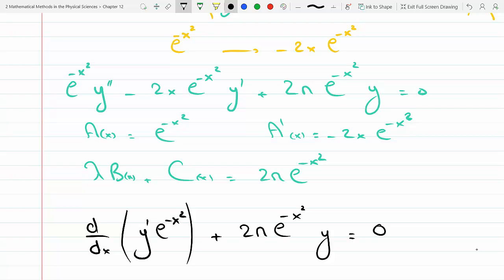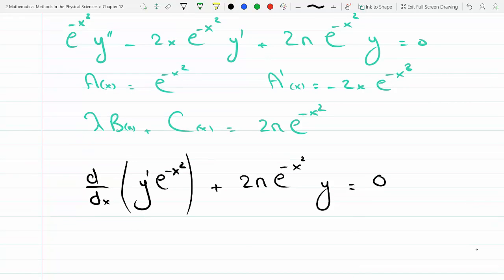Okay, and now I could read, right? That's it. So basically, this is my Sturm Liouville form of the Hermite equation, right? And I could box this now.